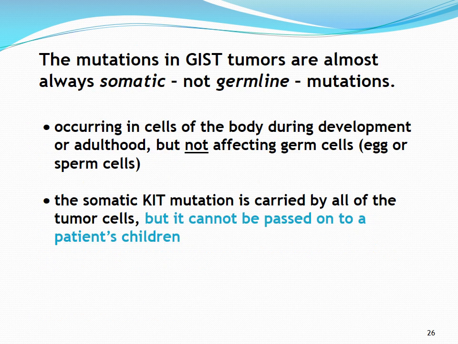Also important to emphasize that the mutations which have occurred, which give rise to the GIST, are mutations that have occurred during a person's life, but they don't affect the germ cells, the egg or the sperm. That is, even though there's a mutation involved, it's not a mutation that can be passed on to your children, because it's only occurred in those specific cells in the tumor.